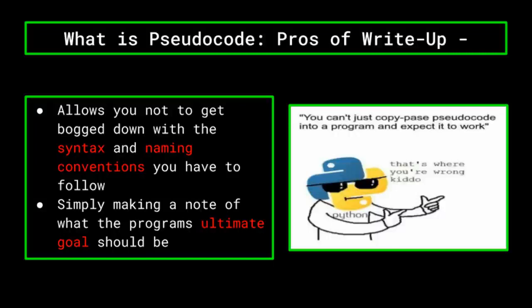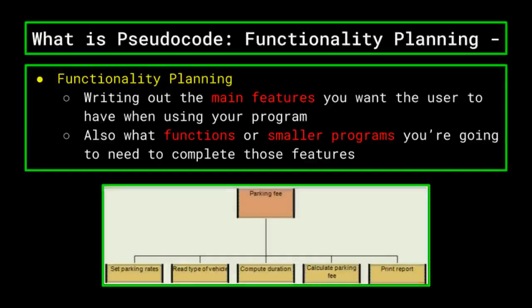This method really lets you plan out everything that needs to happen in your program in order for it to run smoothly. It also ensures you don't forget about a piece of an algorithm or a certain function that you need to write in afterwards. And the final pseudocode strategy that I'd like to talk about to you today is writing out the main features you want the user to have when using your program, and what functions or smaller programs you're going to need to complete these features. Let's do another example.